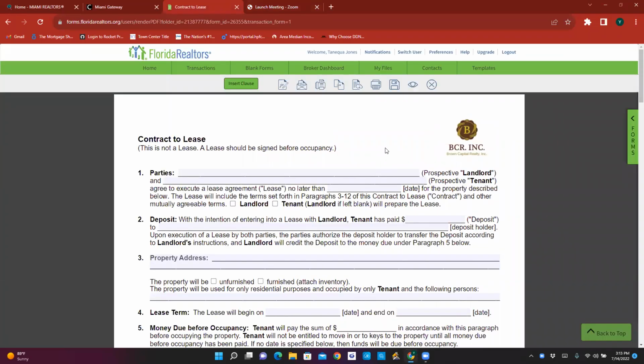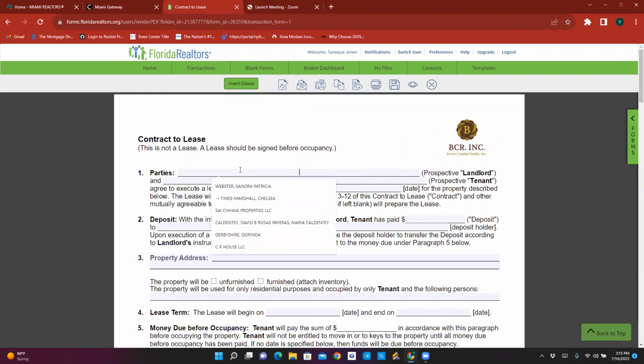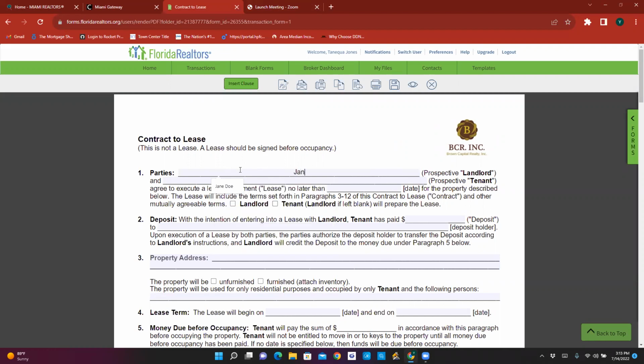Okay, so here we have a contract to lease. This form was merged in Form Simplicity, and this is a Florida form, okay? First section is parties. We have the landlord and the tenant, so we're going to enter that here.